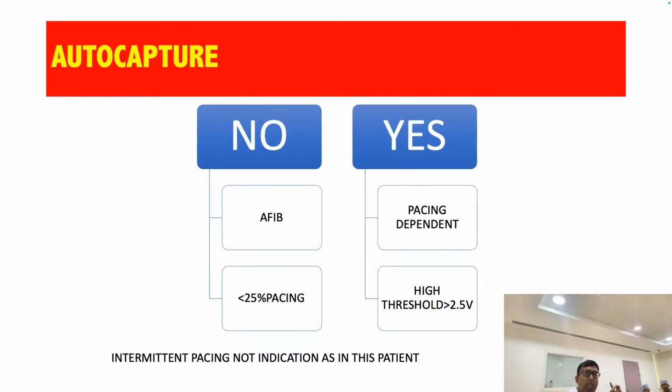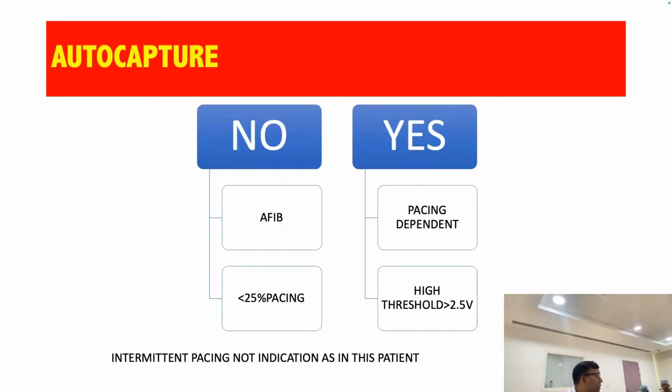So intermittent pacing is not an indication for auto capture. So never activate auto capture. See how much ventricular pacing is happening. If it is less than 25%, leave it. Atrial fibrillation, don't do it. Unnecessarily waste it.